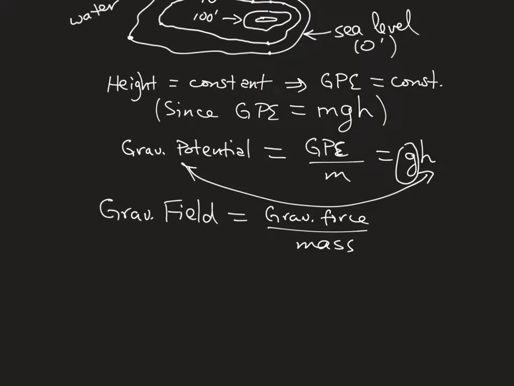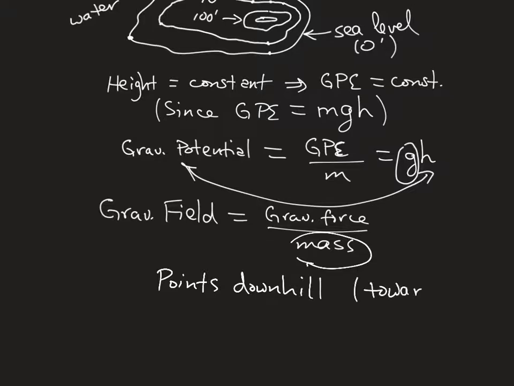Okay, so the gravitational field, which is basically gravitational force divided by the mass, is going to be, I just want to make a statement about it, which is that it points downhill. And by downhill, I mean toward lower gravitational potential.